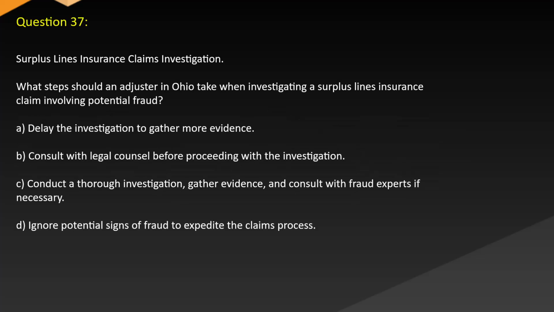Question 37. Surplus lines insurance claims investigation. What steps should an adjuster in Ohio take when investigating a surplus lines insurance claim involving potential fraud? A. Delay the investigation to gather more evidence. B. Consult with legal counsel before proceeding with the investigation. C. Conduct a thorough investigation, gather evidence, and consult with fraud experts if necessary. D. Ignore potential signs of fraud to expedite the claims process.